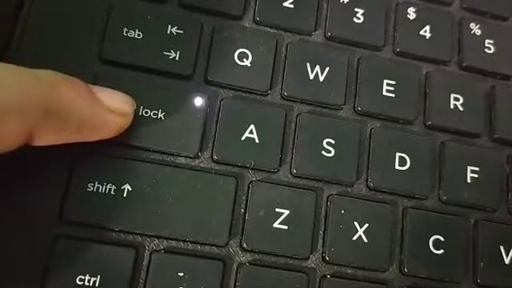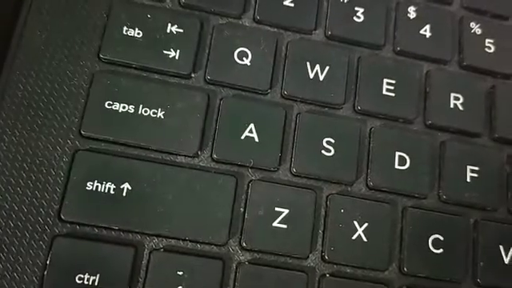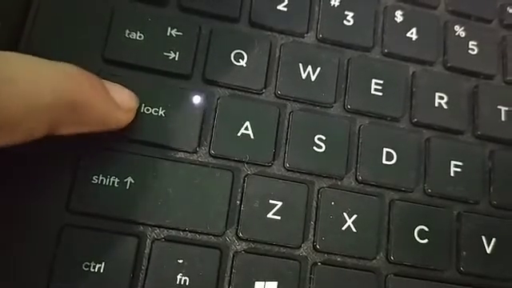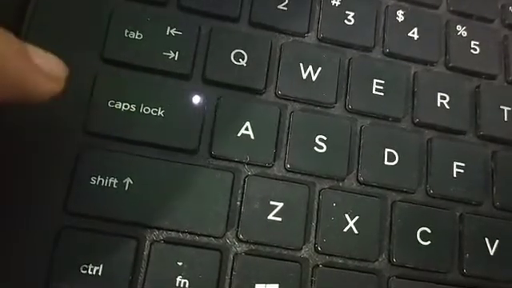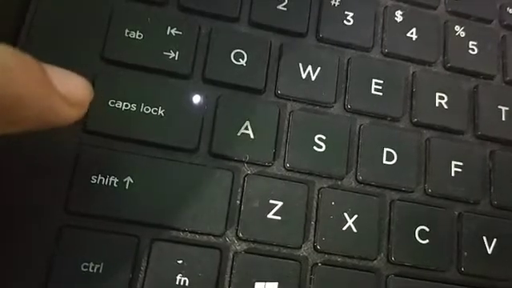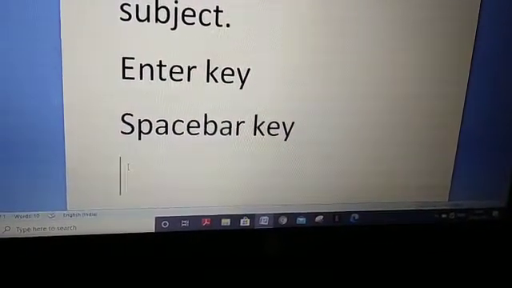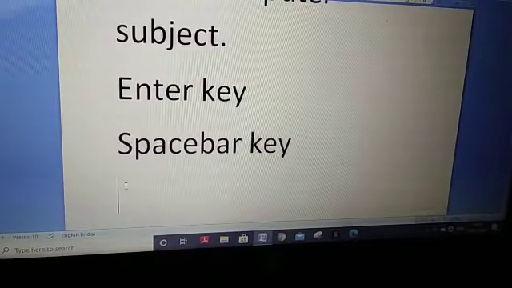See, the light is glowing. And when I press it again, it will be off. When the light is off, it means the caps lock key is off. When I press it and the light is glowing, it means caps lock is on. Understood? And when caps lock is on, whichever key you press, it will come in capital form.